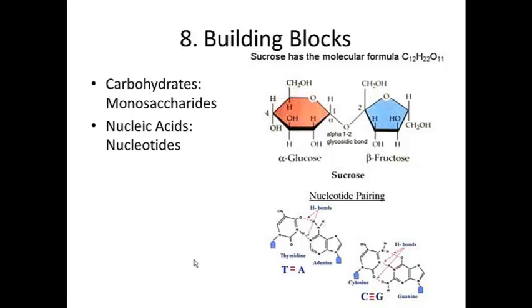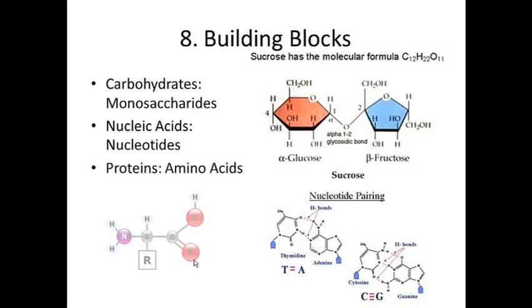DNA is for deoxyribonucleic acid, and RNA is for ribonucleic acid. And the building block for proteins is amino acids. So there are dozens and dozens of different types of amino acids, and depending on what order they are linked together in, we get the different types of proteins.